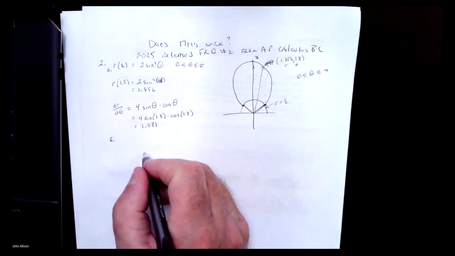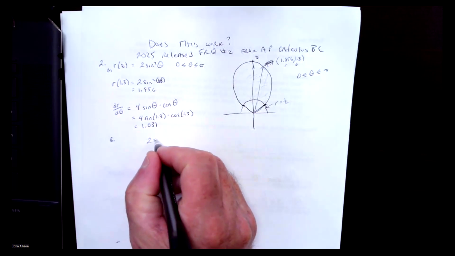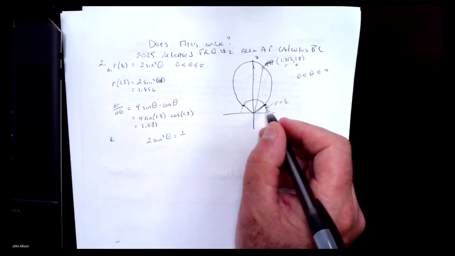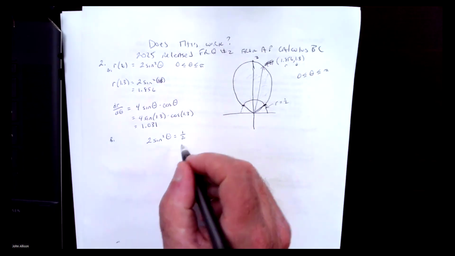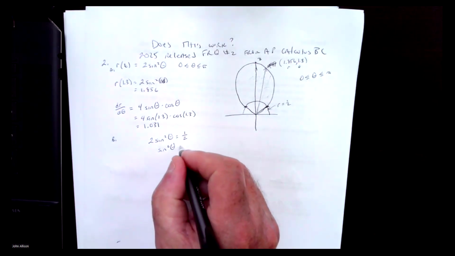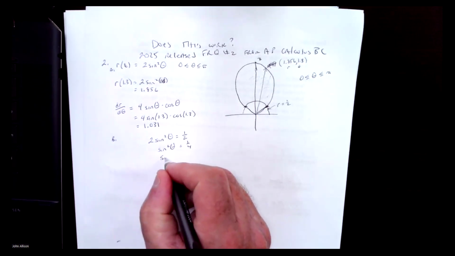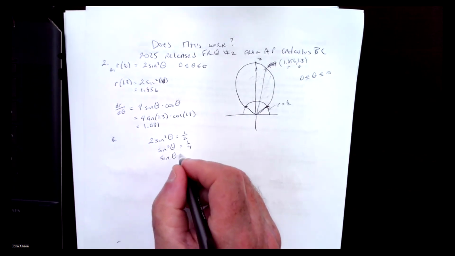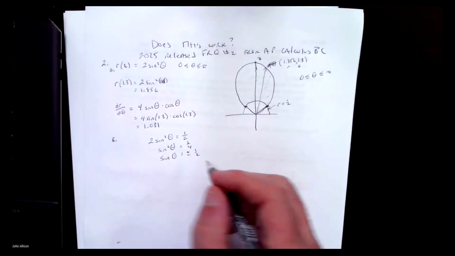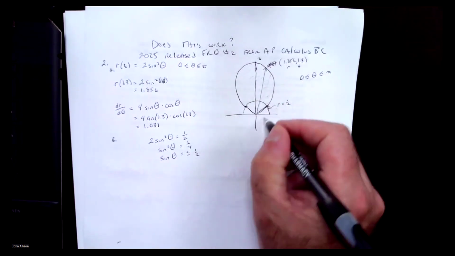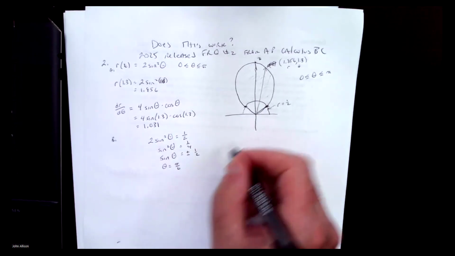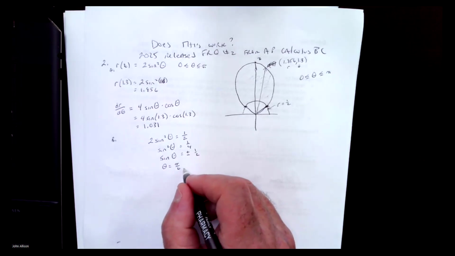We need to know where 2 sine squared theta equals 1/2. And so that means sine squared theta equals 1/4. Well, this is a nice one. So that means sine theta is going to equal plus or minus 1/2. And that's going to occur when theta equals pi over 6 and when theta equals 5 pi over 6.